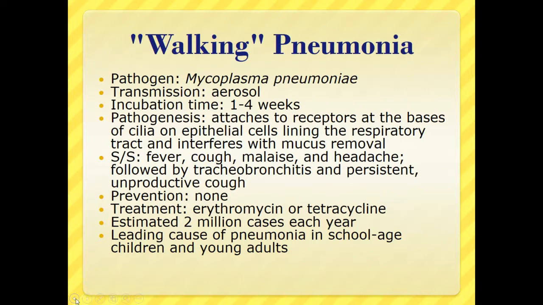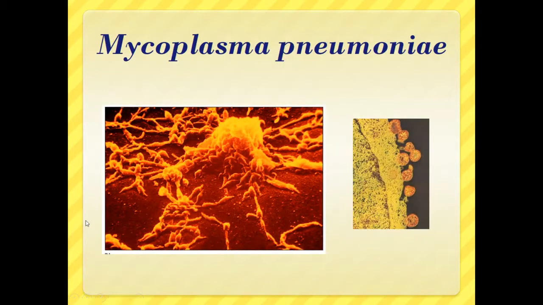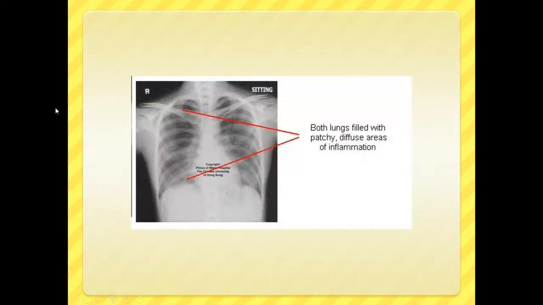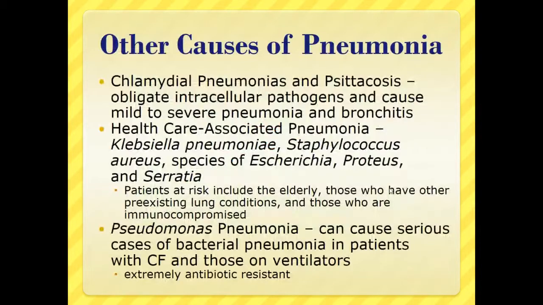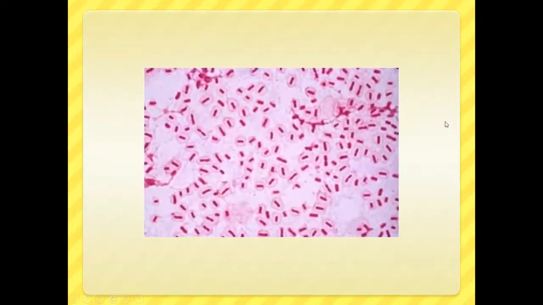Erythromycin or tetracycline typically can treat this. You see that it's the leading cause of pneumonia in school-age children and young adults. But again, it's a relatively mild form, so you don't see the hospitalizations like you do with the pneumococcal pneumonia. Here's an x-ray of someone that has the walking pneumonia, and both lungs are filled with these real patchy areas of inflammation. Now again, we can have other causes of pneumonia: chlamydial pneumonias, Klebsiella pneumonias, Pseudomonas pneumonia. So we have other forms of pneumonia, but those were kind of the three big ones.